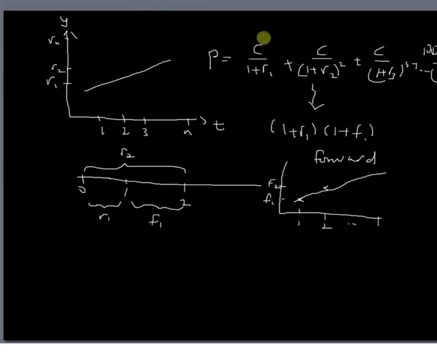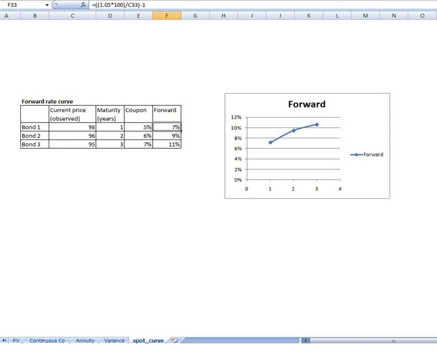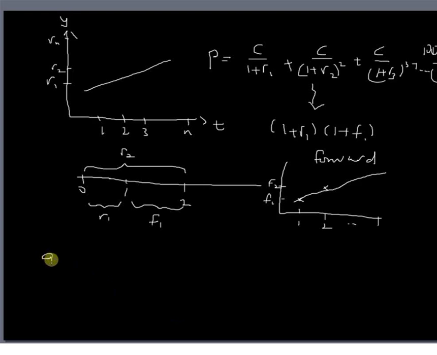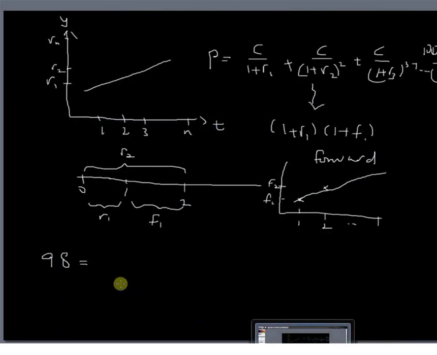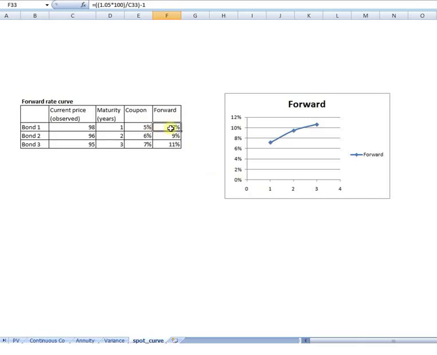For year 1, assuming that you have a bond with par value 100, being quoted as 98 currently, and paying 5%. At the end of 1 year you're getting $105, and you're asked to solve for R. So this is a straightforward equation. Solve for R, and R will be 7%.